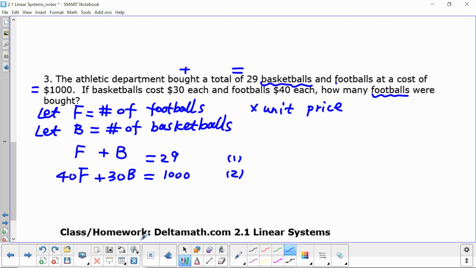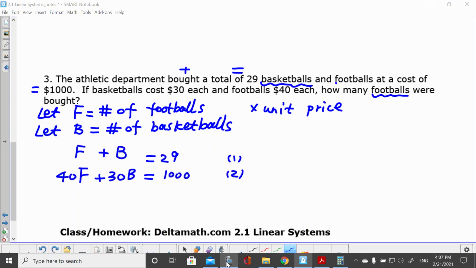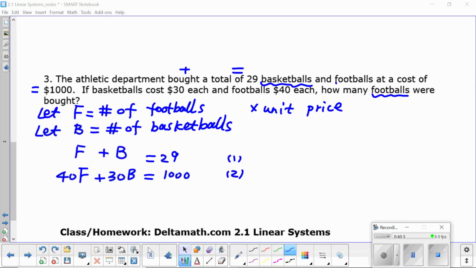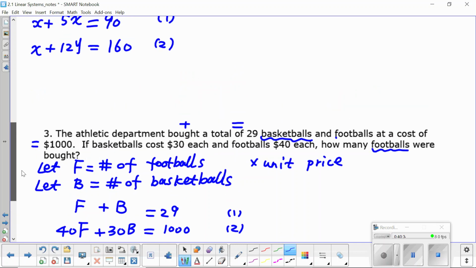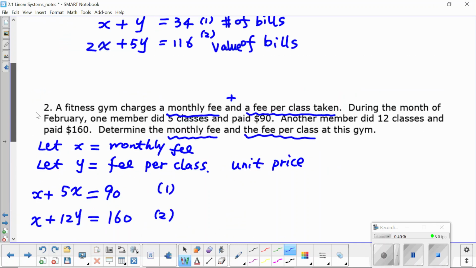So pause this video and try to solve for 1, 2, and 3. Then we are going to take it up. So after we pause it, we are going to check what the answer is for each of them.